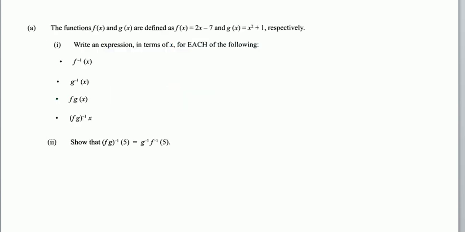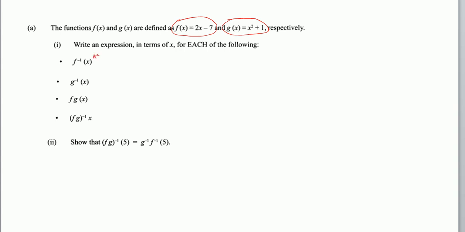Today we're going to be looking at the May 2016 paper, question 9. The first part of the question had to do with functions. We have two functions, f and g. f of x is equal to 2x minus 7, and g of x is equal to x squared plus 1. The first thing the question asks us to do is to find f inverse.